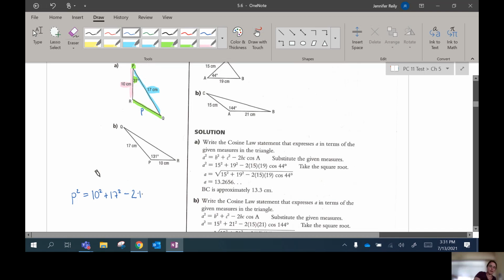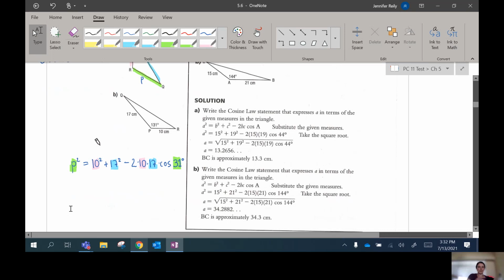So I'm just going to write the cosine law here: a squared plus b squared, those are the two other sides, minus 2ab cos C. I can highlight what I did: 10 squared plus 17 squared, minus 2 times 10 times 17 times cos of the angle across from the side you want. And I would simply plug in using my calculator.